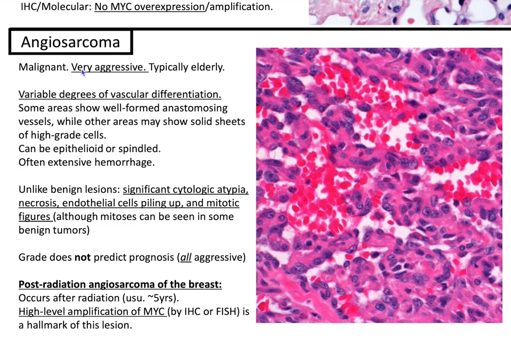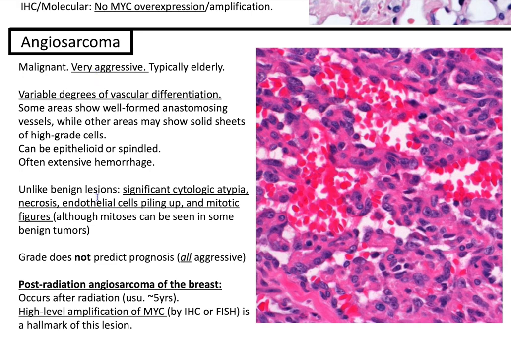So you'll have varying degrees of vascular differentiation. Some areas show well-formed anastomosing vessels, while other areas have solid sheets of high-grade cells. It can be epithelioid or spindled, with often extensive hemorrhage. If it's epithelioid angiosarcoma, it can stain positive with cytokeratin markers. And it's very, very aggressive. One study I was reading says around 50% of people survive after 1 year.